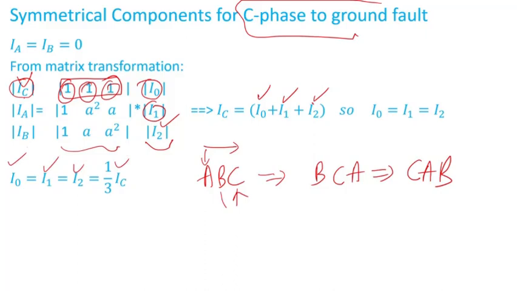So that's something to remember, because typically in textbooks, when we talk about line to ground faults, we always assume phase A is faulted to ground. We never talk about B or C faulting to ground. So it's just good to know how to handle those cases.